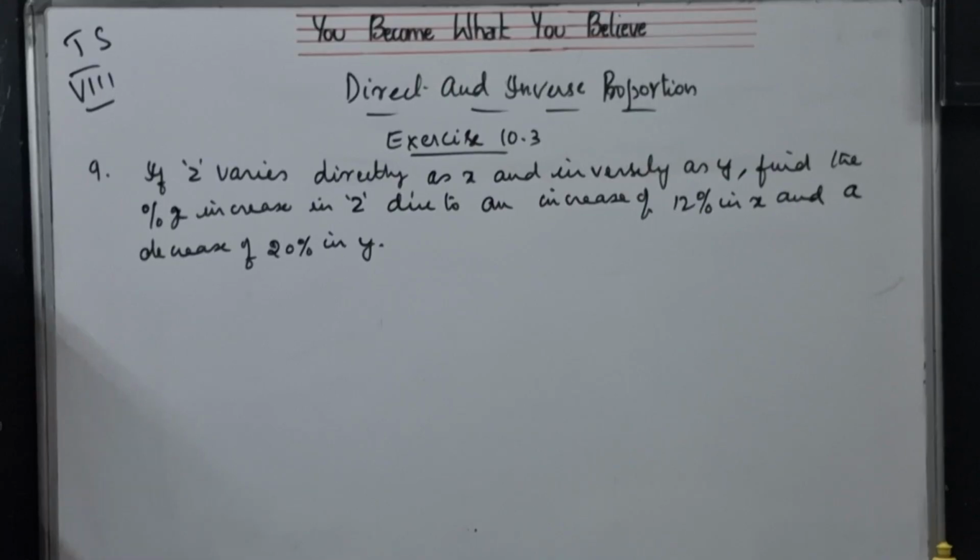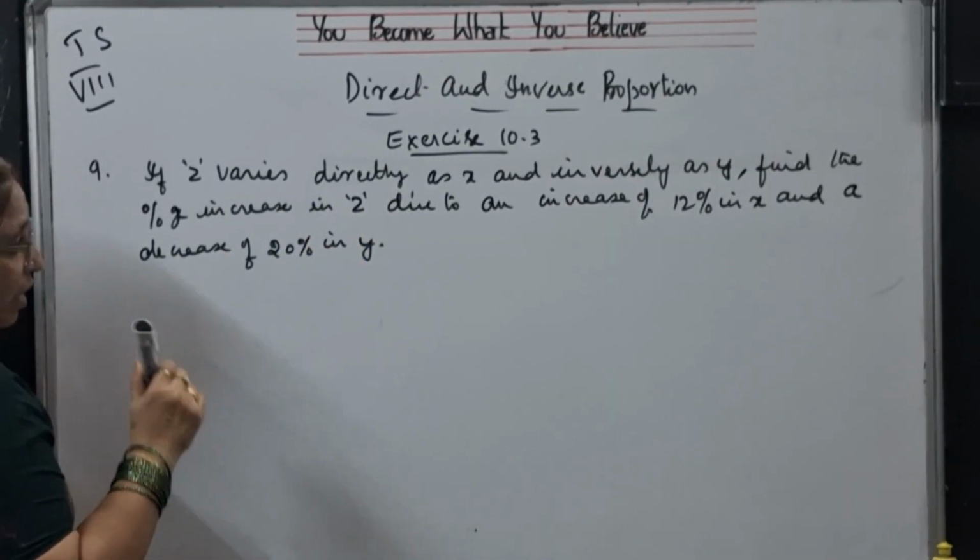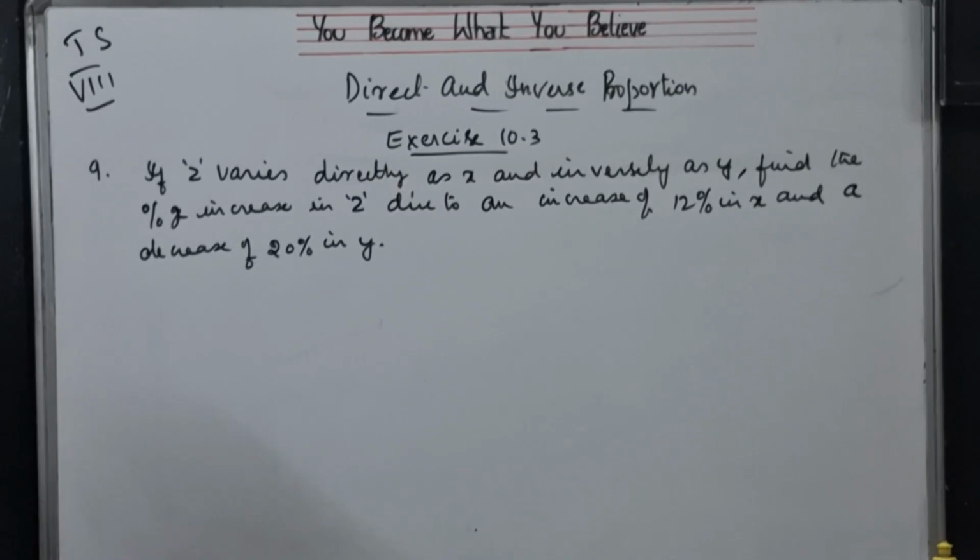Now, ninth problem. If z varies directly as x and inversely as y, find the percentage of increase in z due to an increase of 12% in x and decrease of 20% in y. It looks somewhat trickish, but you can solve it easily, children.